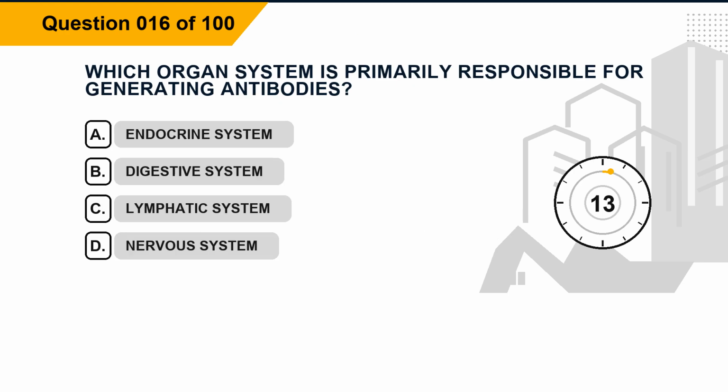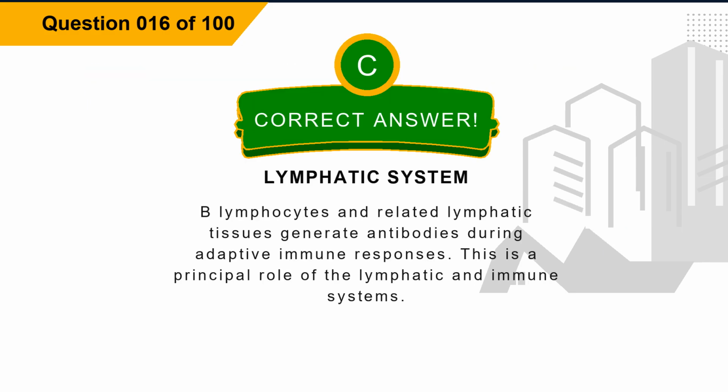Question 16. Which organ system is primarily responsible for generating antibodies? Option A, endocrine system. Option B, digestive system. Option C, lymphatic system. Option D, nervous system. The correct answer is option C, lymphatic system. Explanation: B lymphocytes and related lymphatic tissues generate antibodies during adaptive immune responses. This is a principal role of the lymphatic and immune systems.